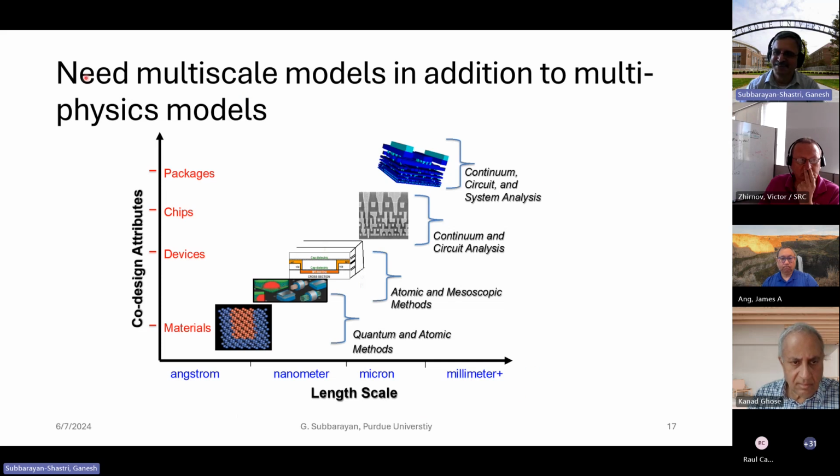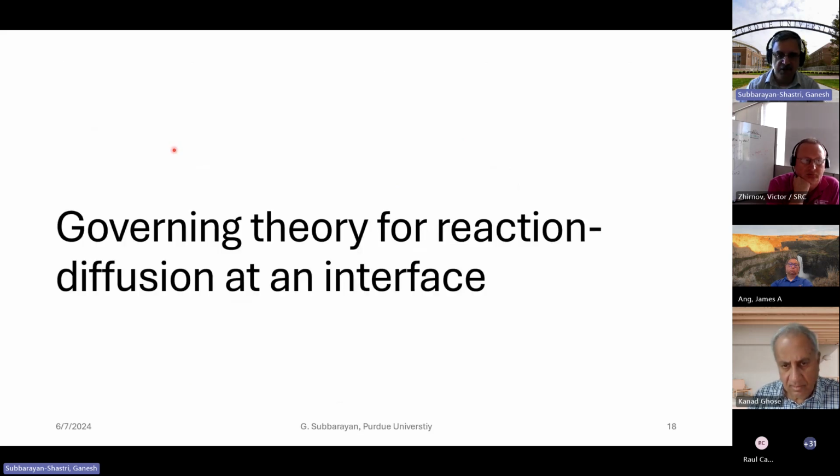And last point, this is a slide that I borrowed from Sebastian. Thank you. So Sebastian is online, thank you. So we need multi-scale models in addition to multi-physics models. We recognize multi-physics models as being important because we're dealing with electrical, thermal, mechanical effects, but models also need to span from possibly angstrom to millimeter length scales, 5 to 8 orders of magnitude if you want to span materials to packages.